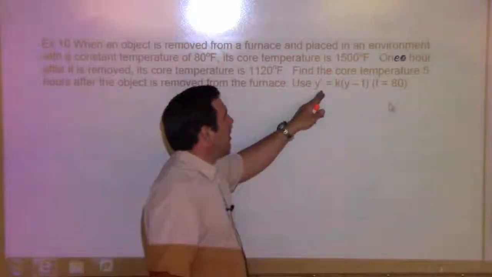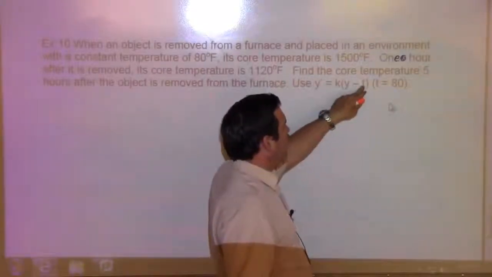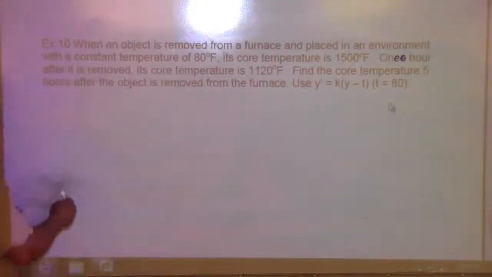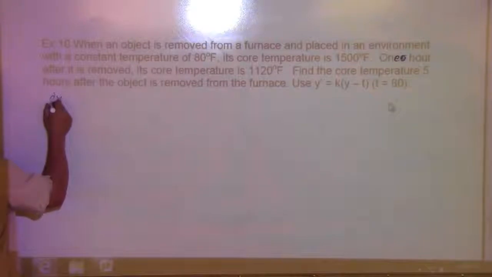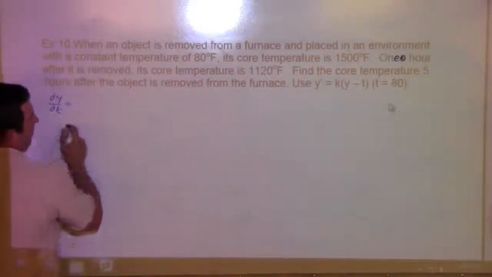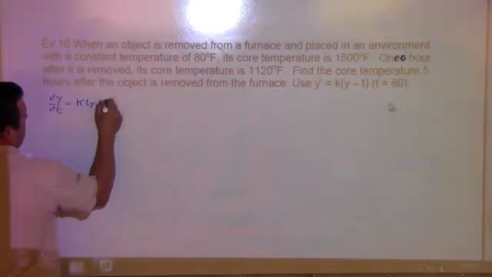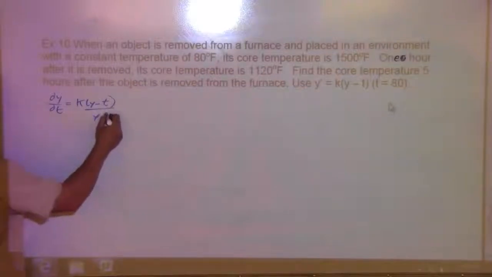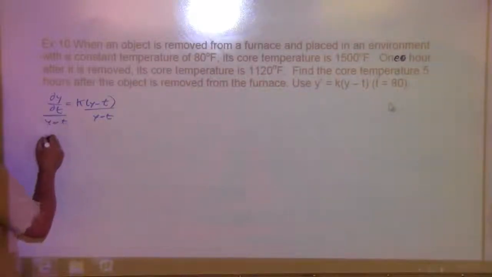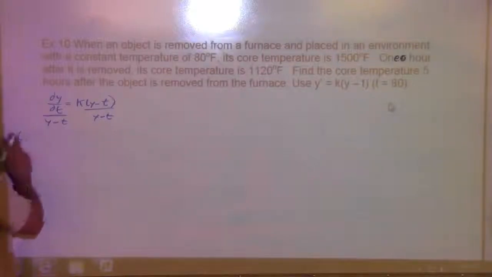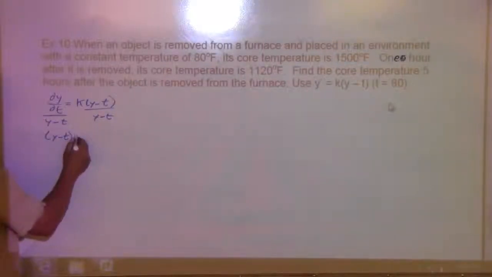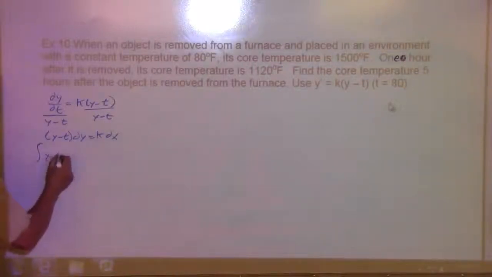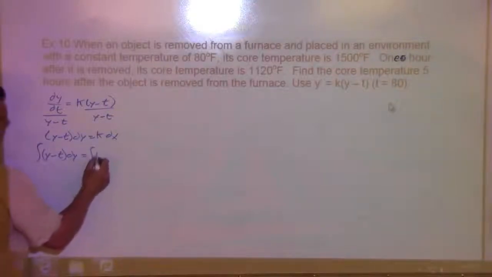We're going to use y prime is k times y minus T, and T is 80 in this case. T is the ambient temperature. So that means our dy/dt is k times y minus T. Now, this whole term has to be divided over to here because it contains the y. We'd have dy over y minus T equals k dx. The integral of 1 over y minus T dy equals the integral of k dx.